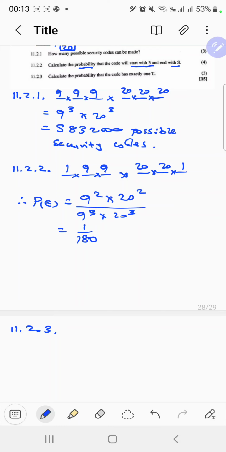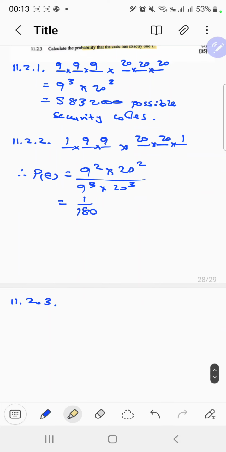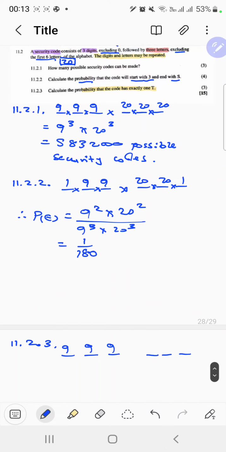11.2.3. Okay, so let's see here. The probability that the code has exactly 1 t. Okay, it has exactly 1 t. Now this is a tight restriction. So of course you start off by working out the numerator. Now we have our digits as they can be. So here the restriction is lifted to the original 11.2. So we can do those ones and repeat them as often as we want.